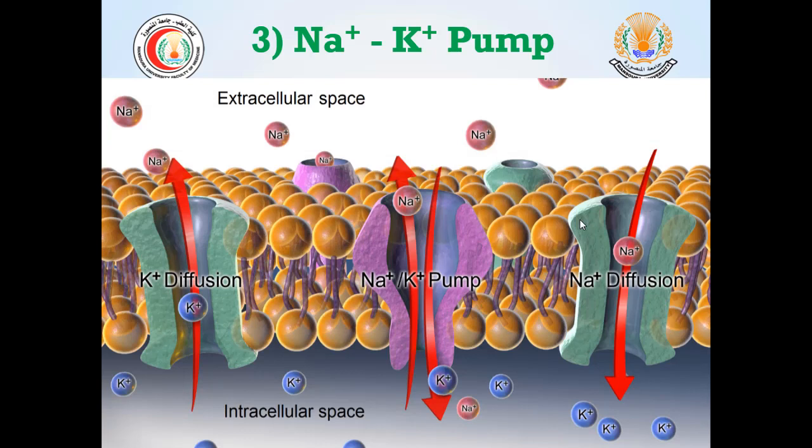The third cause of resting membrane potential is the sodium-potassium pump. Here, potassium diffusion, as we said previously, occurs through the leakage channel from inside to outside, from intracellular space to extracellular space. And this is sodium diffusion from extracellular space to intracellular space by the concentration gradient and by the electric gradient. And the sodium-potassium pump transports the sodium from inside back to outside, and potassium from outside back into inside.